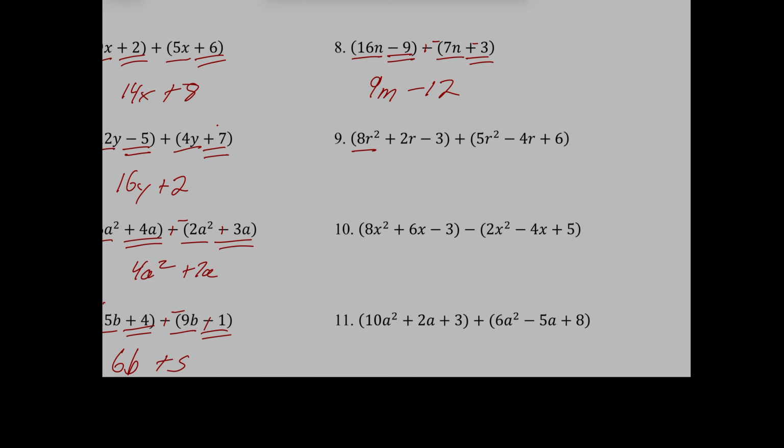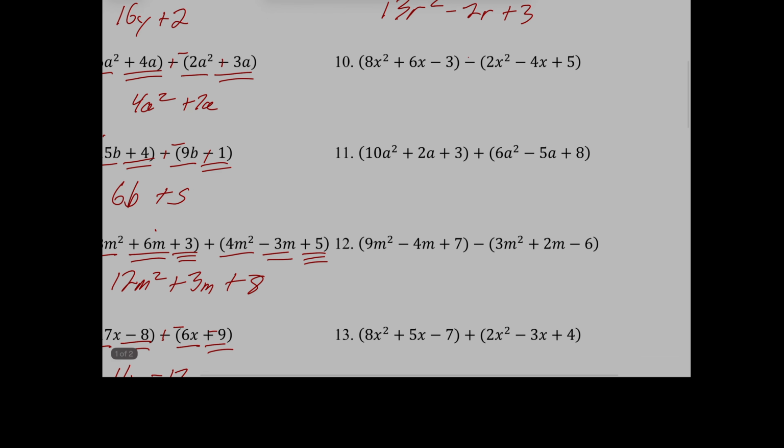Number 9, I have an 8r squared plus a 5r squared, which is a 13r squared. I'm just combining because of the plus. I have a positive 2r and a negative, so signs are different, so I'm going to subtract them. Keep the sign of the bigger number, which in this case is going to be a negative. And here I have a negative 3 plus a positive 6, which is a positive 3.